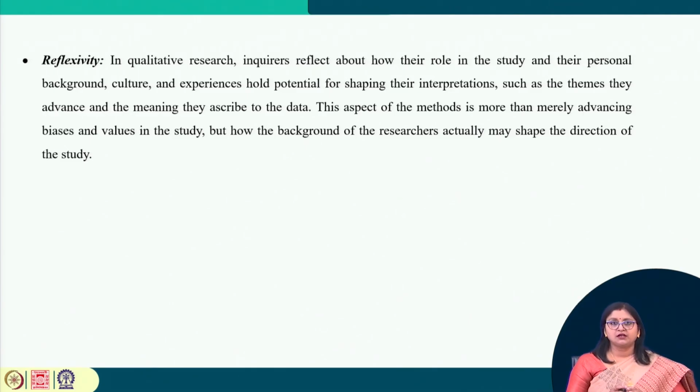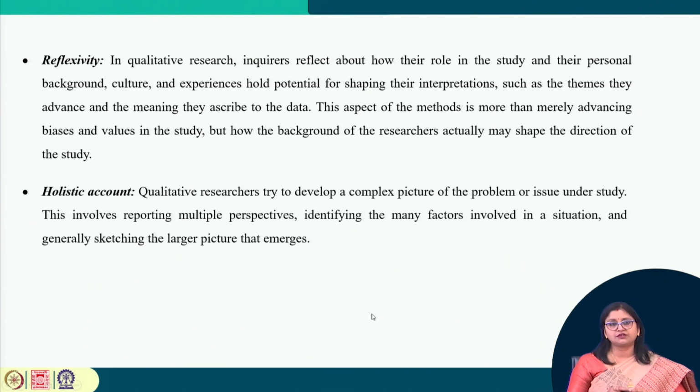This is important. This aspect of method is more than merely advancing biases and values in the study, but how the background of the researcher actually may shape the direction of the study. So, personal biases, thinking, choices of the researcher also affect the research.